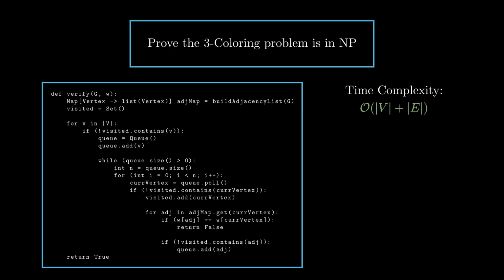I'd like to also note, in the case that the graph is sparse, it might be the case that our verify function runs in quadratic time, but it's still polynomial, so it doesn't matter.